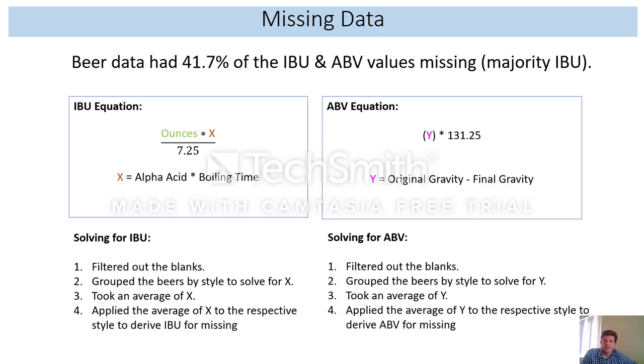Then we averaged that x value on the style level to come up with a style factor. Any beer that was missing its bitterness value, we applied that style factor to it to come up with a derived IBU. We did the same approach for the alcoholic concentration, except the difference is that ABV is defined as original gravity minus final gravity times the constant 131.25, and we substitute for y instead of x, and we applied it on the style factor as well.